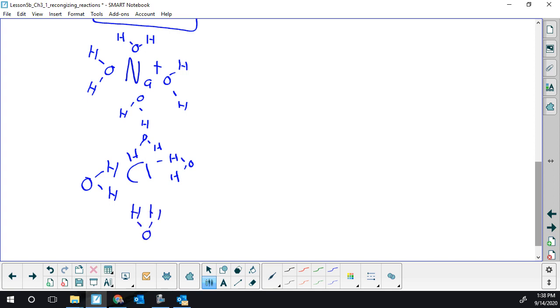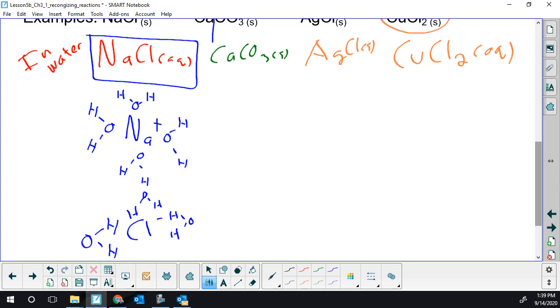So we got a chloride ion. It's totally separate from the sodium. The sodium surrounded by water, the chloride surrounded by water. So if we had 1,000 sodium ions, they're all separate. They're all surrounded by water. That's the best meaning of NaCl aqueous. I'm not going to draw out this one.